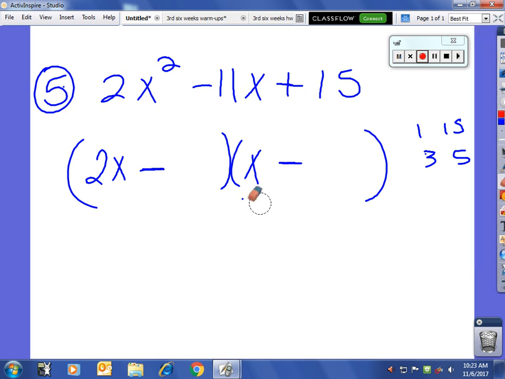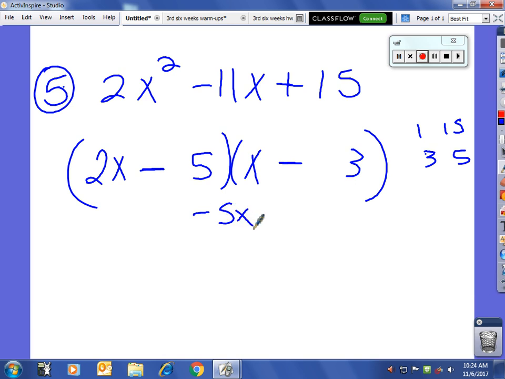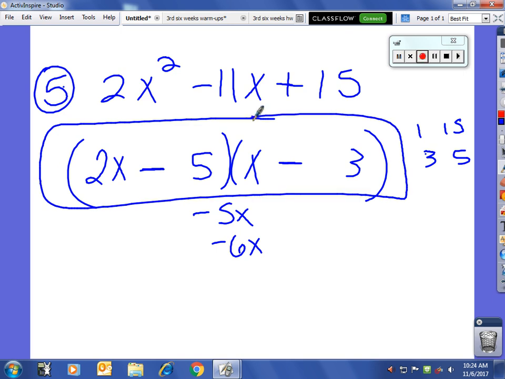Switch the positions and see if that works. Put the 5 here and the 3 here. Negative 5x, negative 6x. Does that work? Yeah, that's the winning pair. I just had to put them in the right position. Yes. The one that goes here is the one that's going to get doubled because it's across from the 2x.